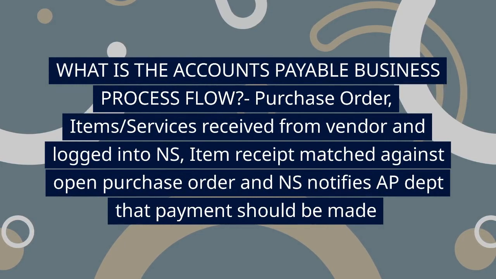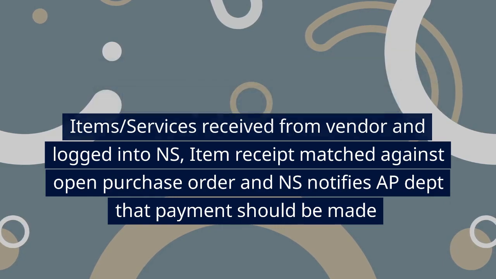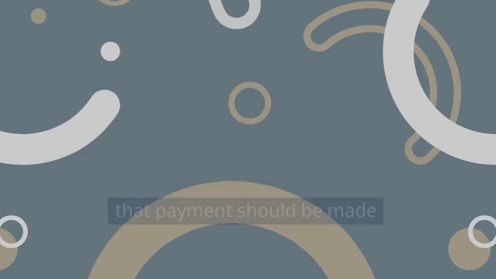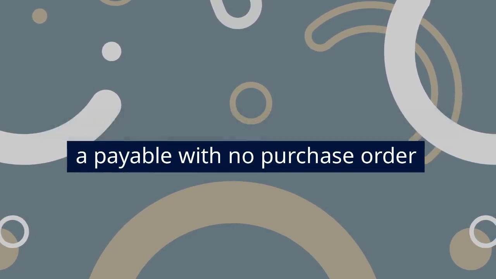What is the accounts payable business process flow? Purchase order, items, services received from vendor and logged into NS. Item receipt matched against open purchase order and NS notifies app department that payment should be made. Bill are transactions created to record a payable with no purchase order.